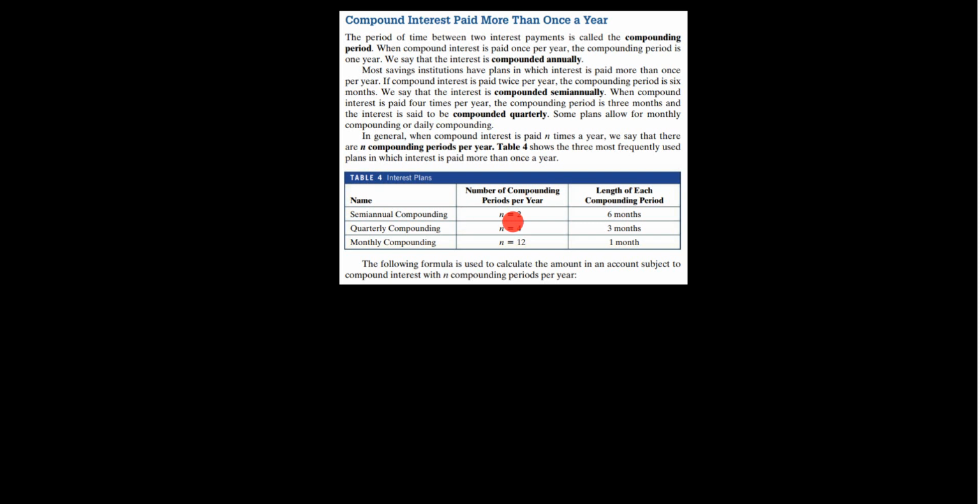Semi-annual compounding is twice a year. Monthly, there's 12 months in a year. N corresponds to the amount of times that we compound in a year, right? We could say, like, bi-monthly. Compounding bi-monthly, well, that would be 6 times a year, right? Because you do it every other month. So the language here is precise, but you just kind of have to get used to it.